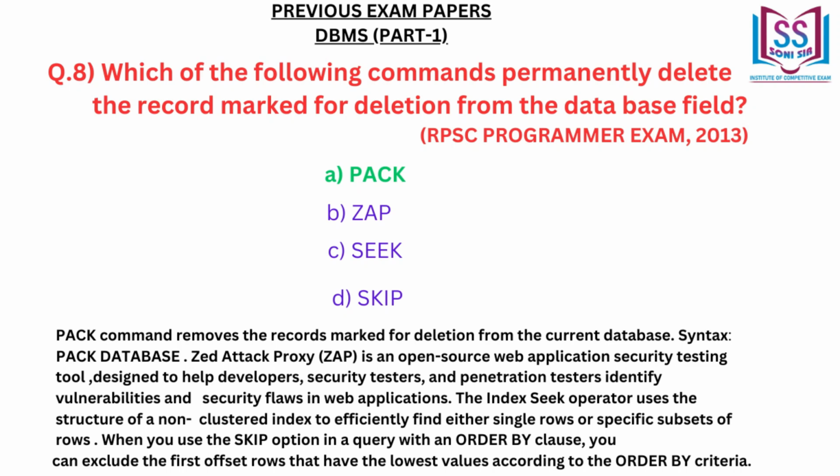Syntax: Pack database. Zed Attack Proxy, ZAP, is an open-source web application security testing tool designed to help developers, security testers, and penetration testers identify vulnerabilities and security flaws in web applications. The index-seek operator uses the structure of a non-clustered index to efficiently find either single rows or specific subsets of rows. When you use the skip option in a query with an order by clause, you can exclude the first set of rows that have the lowest values according to the order by criteria.